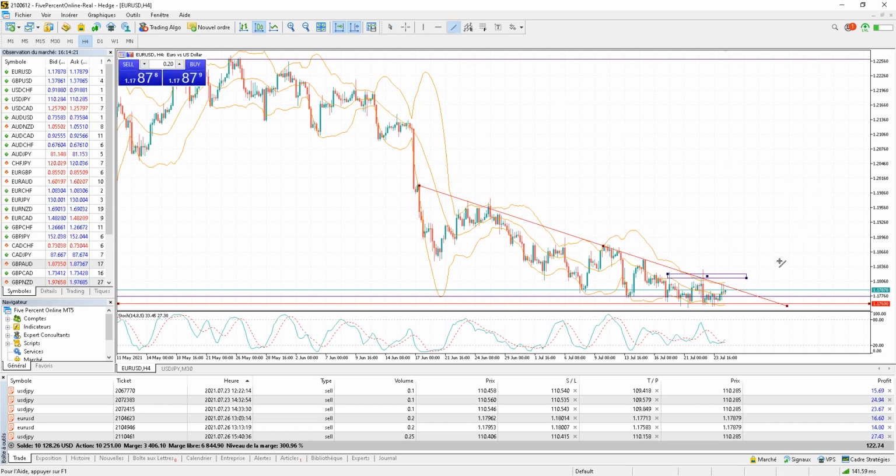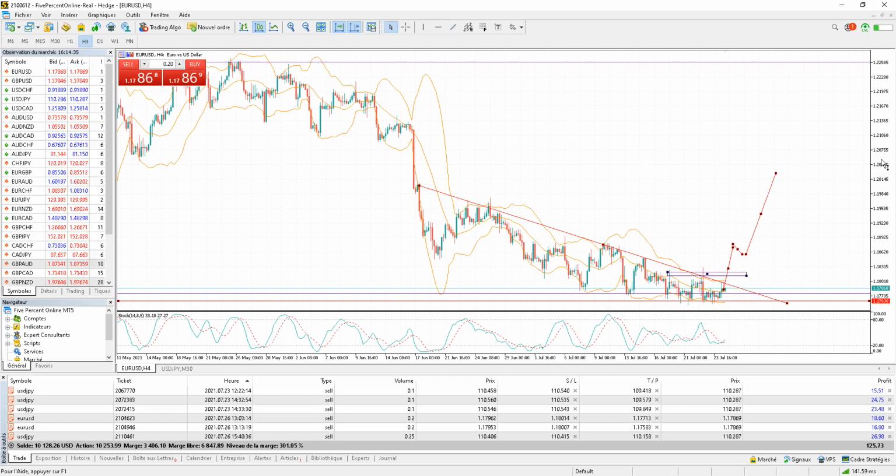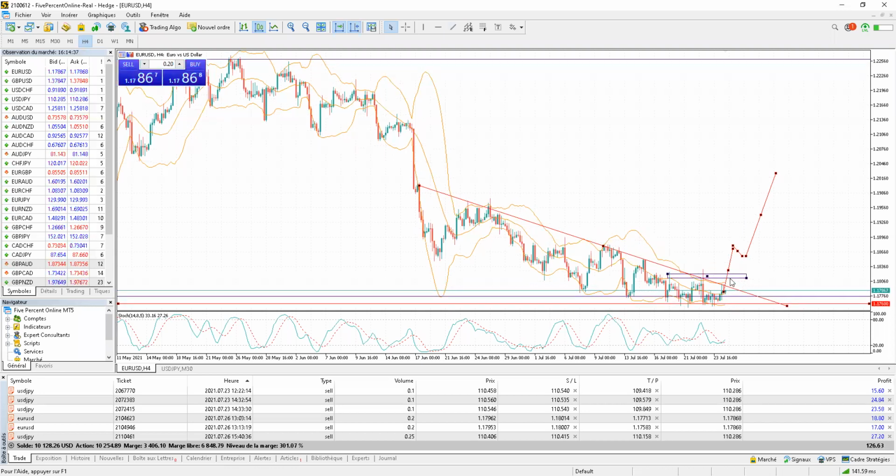So there are two things that can happen. Either we close above this uptrend line and make a new high, and that will indicate that the price will make a push higher. So that's the first thing, but we should close the candle above a new high.